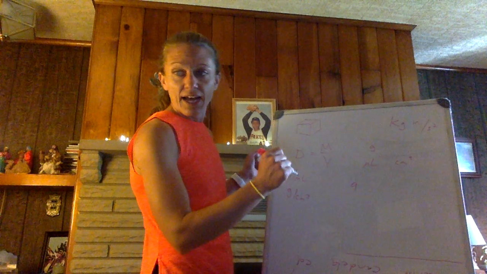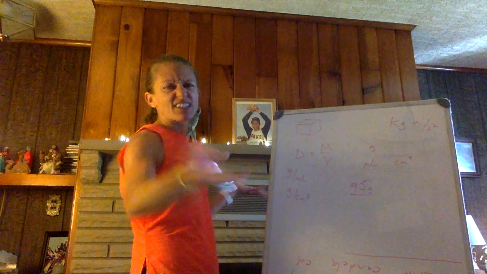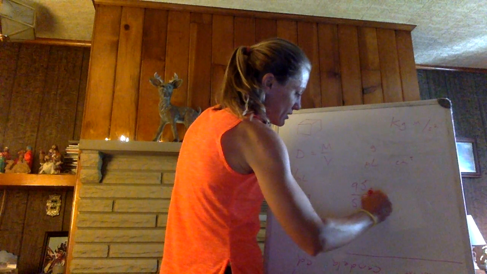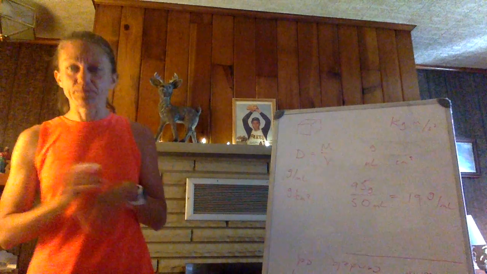I got 95 grams, which is my mass. I know grams is a mass. It's my metric unit. It's not my SI unit. We can still use it. My volume, 5.0 milliliters. 95 divided by 5.0, two significant digits in each. I ended up with 19 for my numerical answer, combining my units, grams per milliliter, all good.